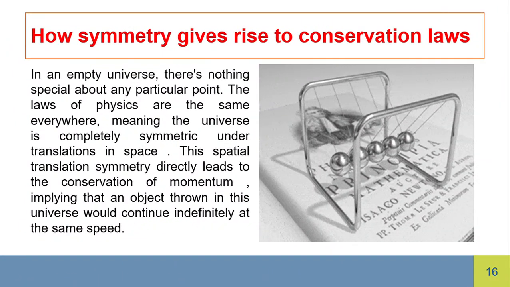So, how symmetry gives rise to conservation laws. In an empty universe, there's nothing special about any particular point. The laws of physics are the same everywhere, meaning the universe is completely symmetric under translation in space. This spatial translation symmetry leads to the conservation of momentum, implying that an object thrown in this universe would continue indefinitely at the same speed.